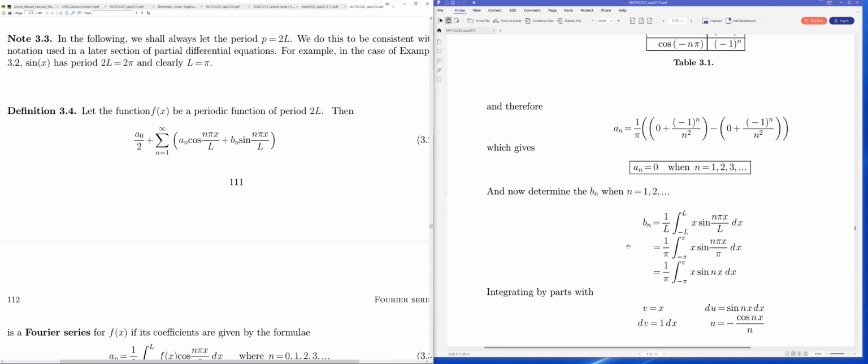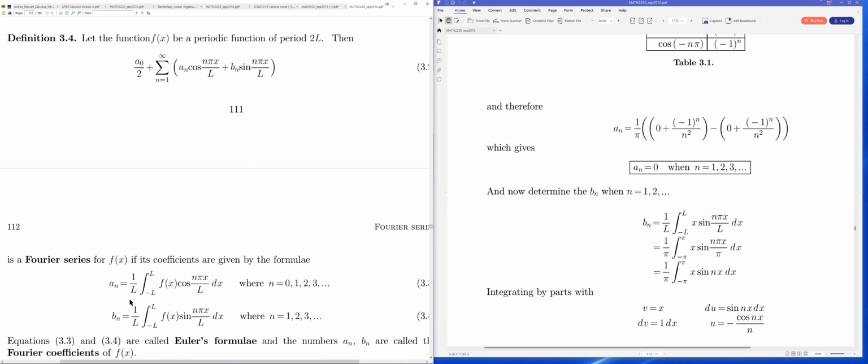Alright, so to get the bn, we're going to use the Euler formula, but the version for bn now. We know from before that L is equal to pi. Your function is going to be equal to x between pi and minus pi. Now I'm integrating x times sine. The L is equal to pi inside your sine, so this pi will cancel with this pi. So I'm going to end up integrating x sine nx between pi and minus pi, multiplying by 1 on pi.